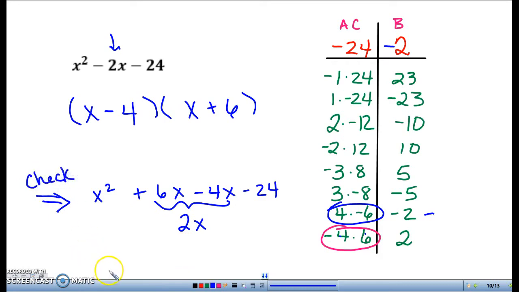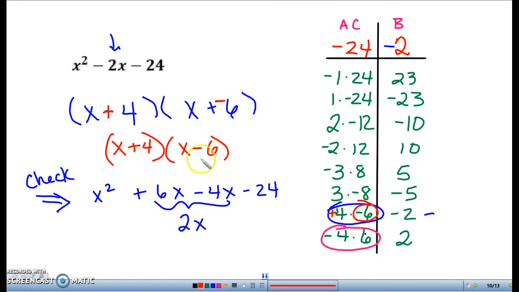What was the mistake that I made? Yeah, it's a positive 4. This should be a positive 4. And this is a negative 6. That should have been a negative 6 right there. Okay, so it really should have been x plus 4 and x minus 6.